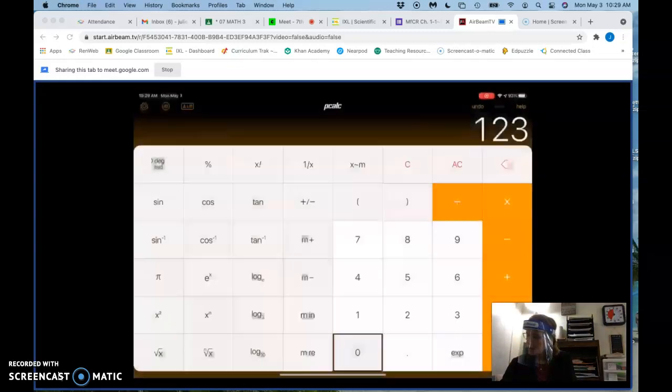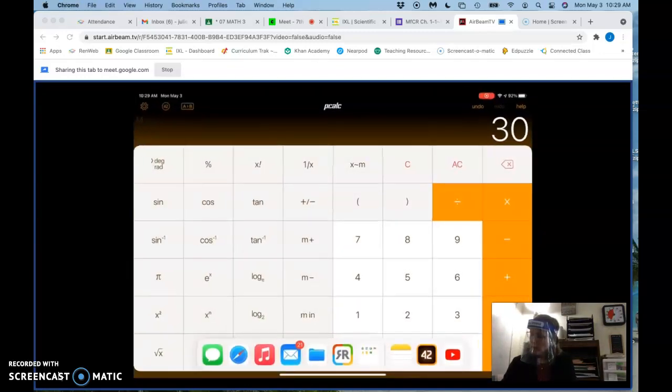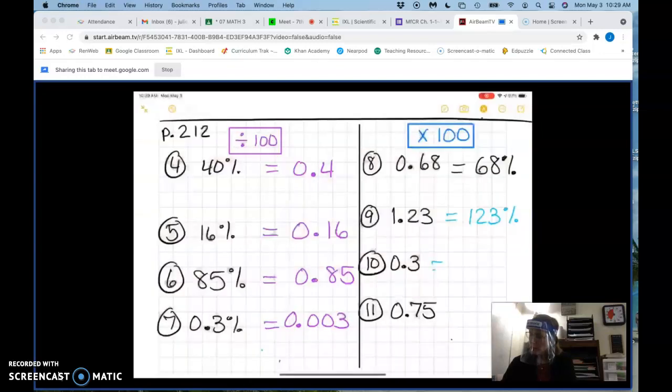Now I have 0.3 times 100. And I get 30%. And the last one, 0.75. What do you think that's going to equal? 75%. Yes. Bella, you win the Duncan Award.